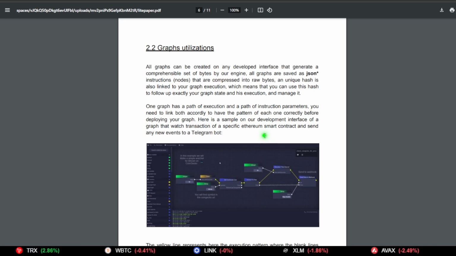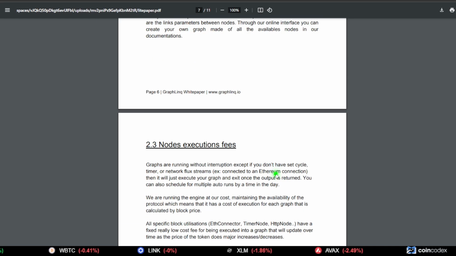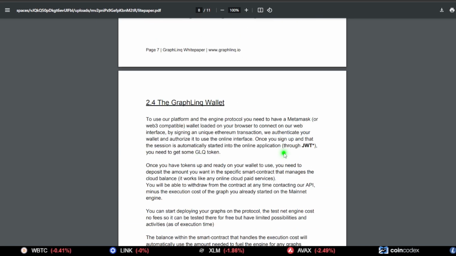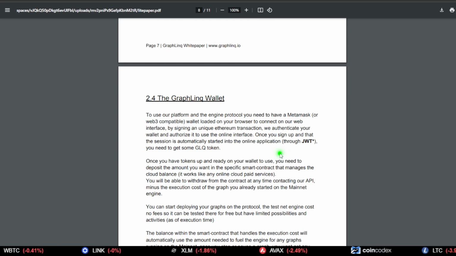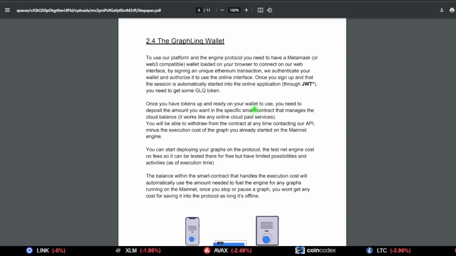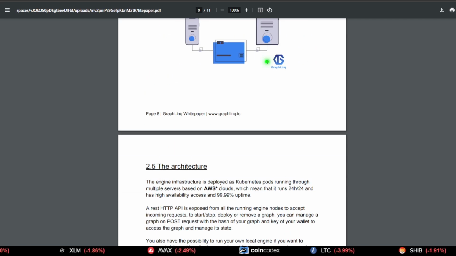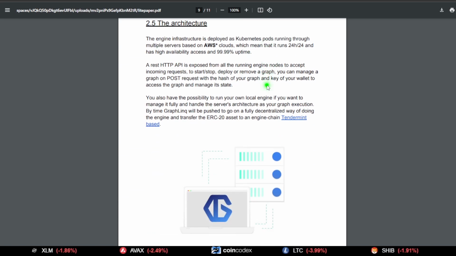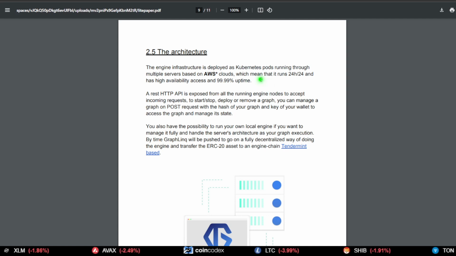Guys, there's a lot of technicals here that I don't want to get into, right? The graph utilizations, that's that, and nodes executions. You can see this is beyond really what web, because this could be a Web 2 project and still be fine, right? And then we start to get into a little bit of Web 3. This is the graph wallet, okay? And what I want to do is stop here for a second. The architecture, because although this is a technical thing, it does apply to one of the core value propositions within this cycle, which is DePIN.